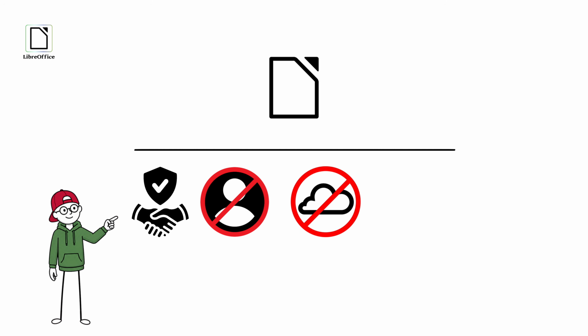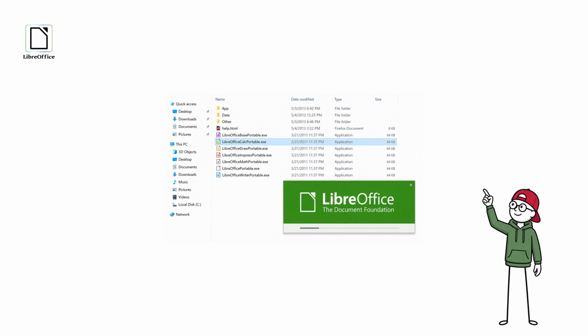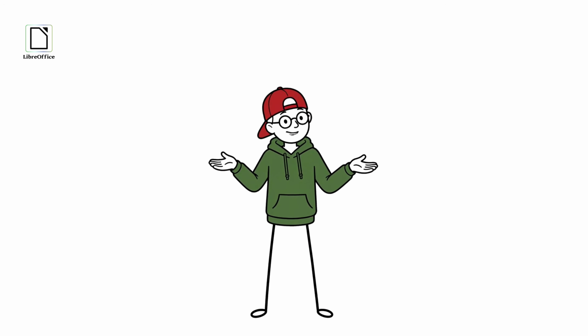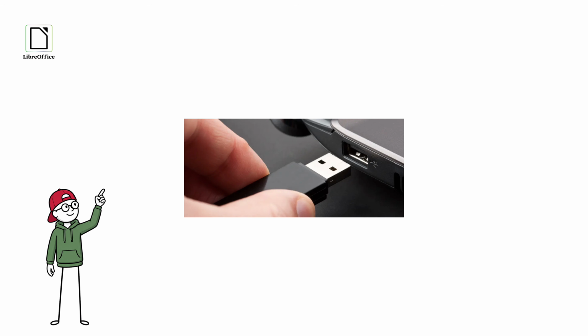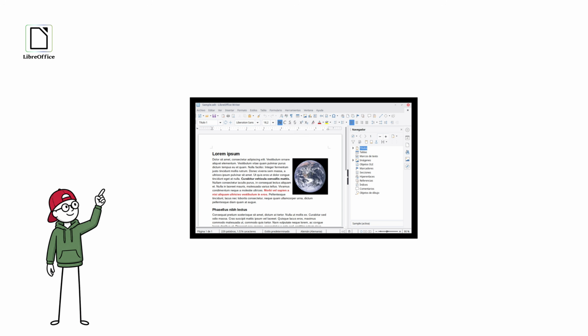It does not sync your data to a cloud without your permission, and it does not harvest telemetry data to sell to advertisers. You can even download the portable version of LibreOffice and put it on a secure USB flash drive. That means you can walk up to any computer in the world, plug in the drive, and run your entire Office suite securely without leaving a single trace of your sensitive business documents on that local machine.